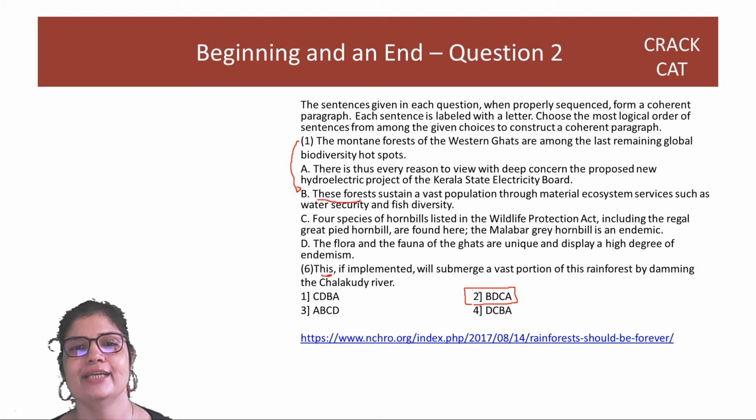And if you check, right? So these forests sustain a vast population through water security and fish diversity. The of the ghats are unique and display a high degree. And then examples are given, four species. There is thus every reason to view with deep concern. This, if implemented, what? The new project, if it is implemented, will submerge a vast portion of this.